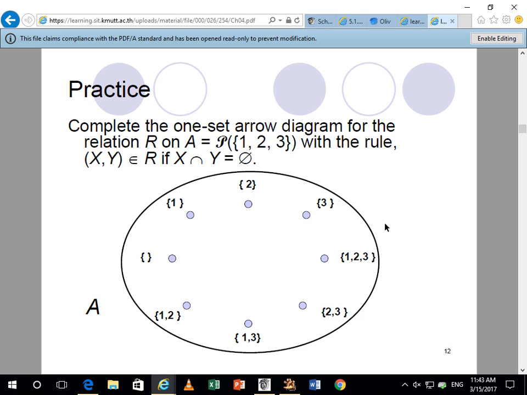Again, we have domain A, codomain A. So you do the arrow diagram mapping. I can start with this one. Empty set maps to itself. But not this. One cannot map to one, because 1 and 1 does not give you the empty set.